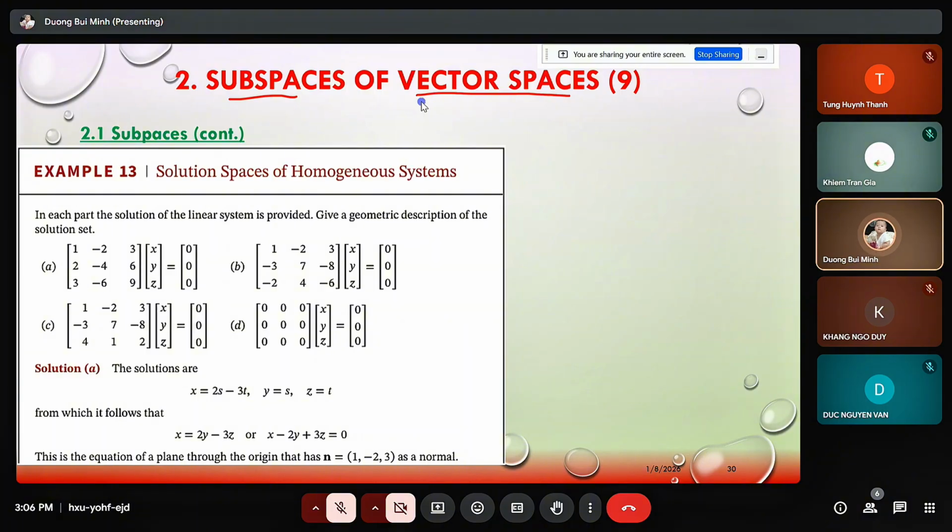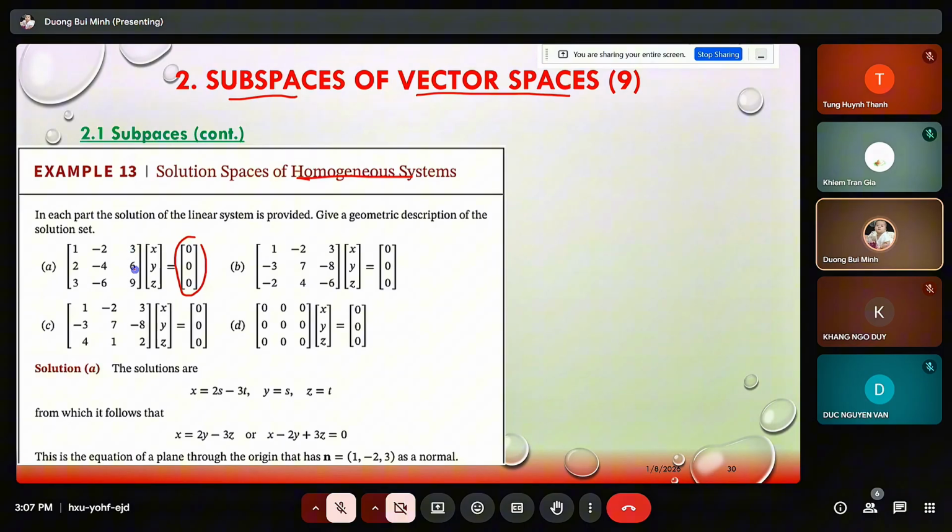We have the linear systems, right? A, B, C, D. Okay. This one is a linear homogeneous system because all constant terms are zeros, right? Yeah.